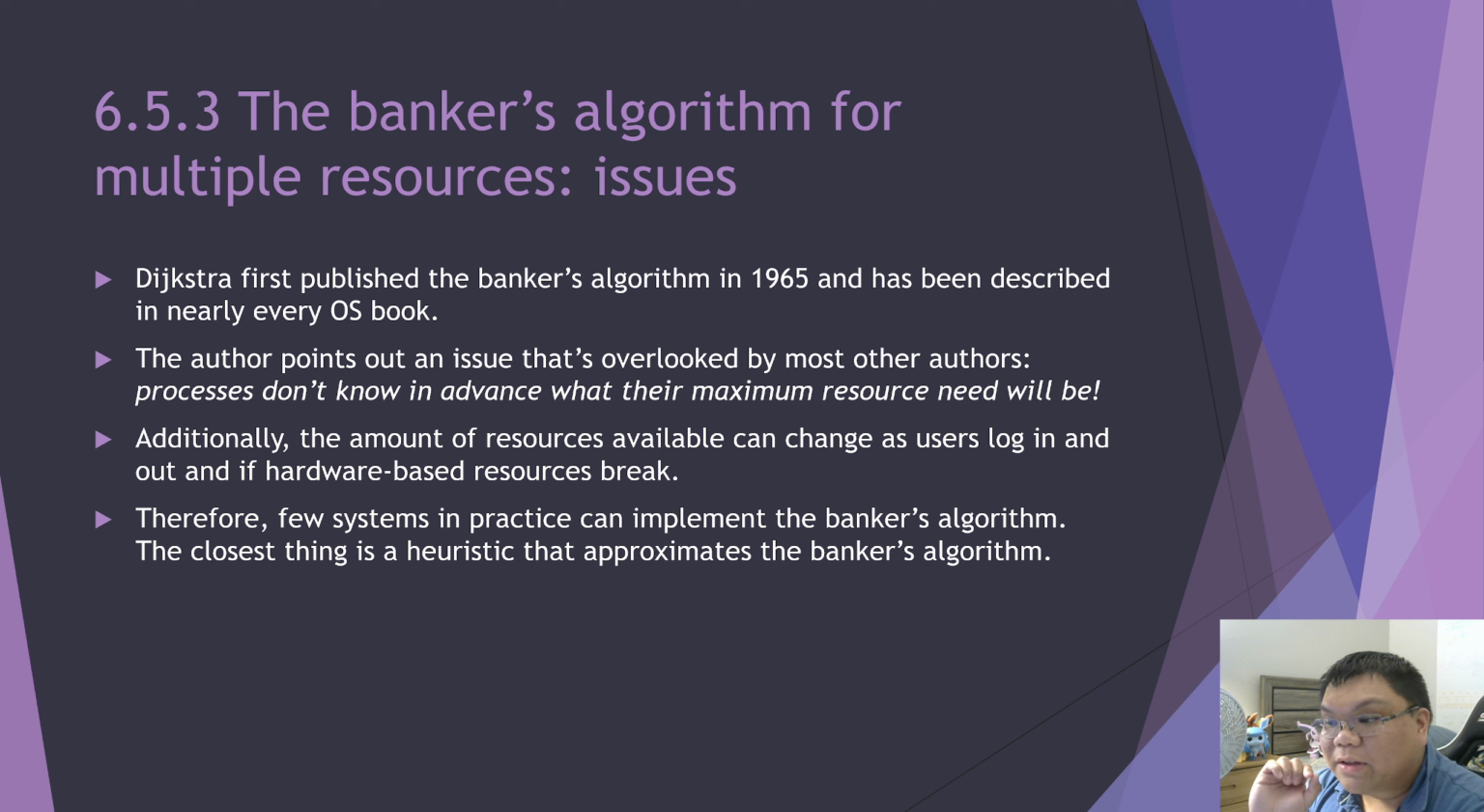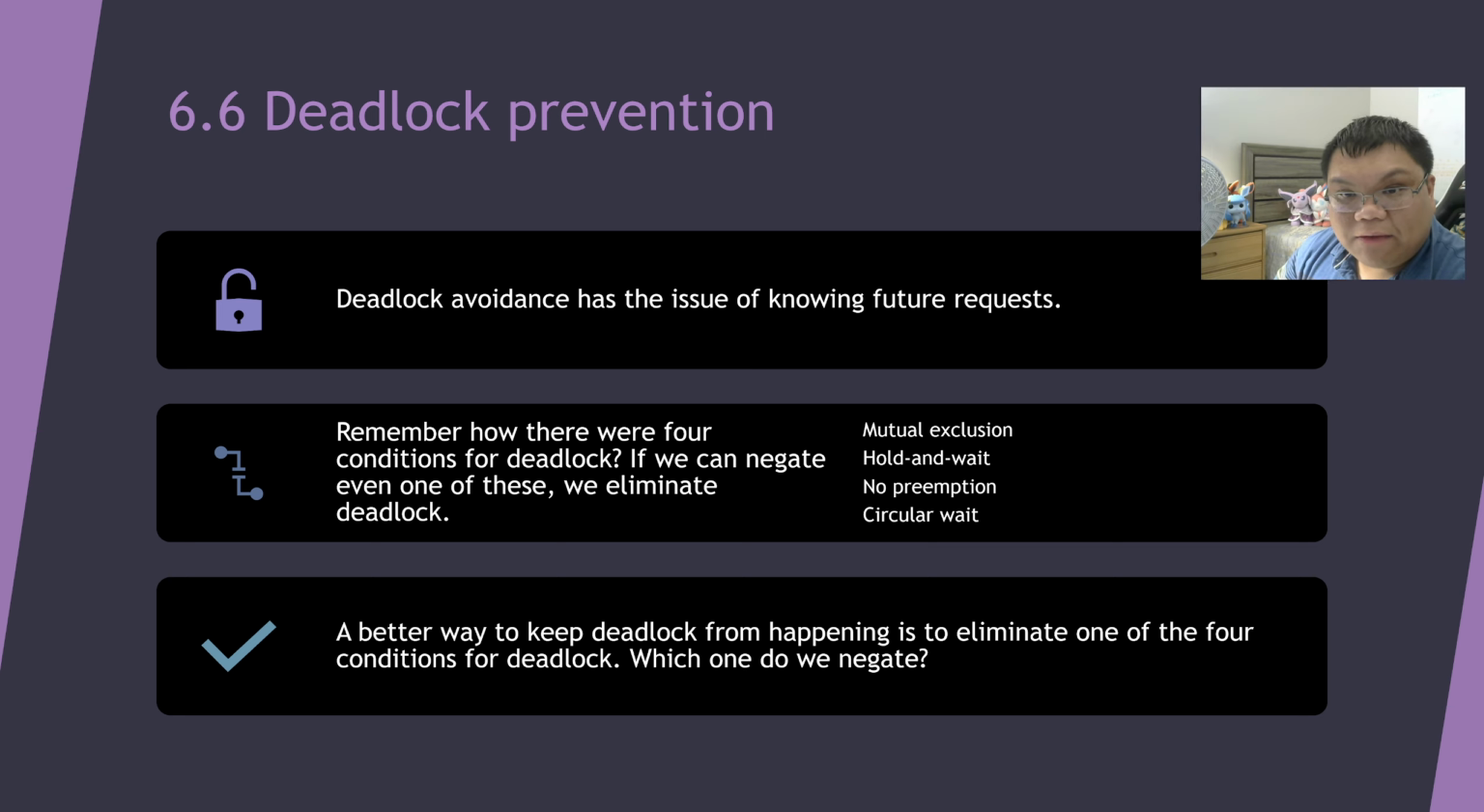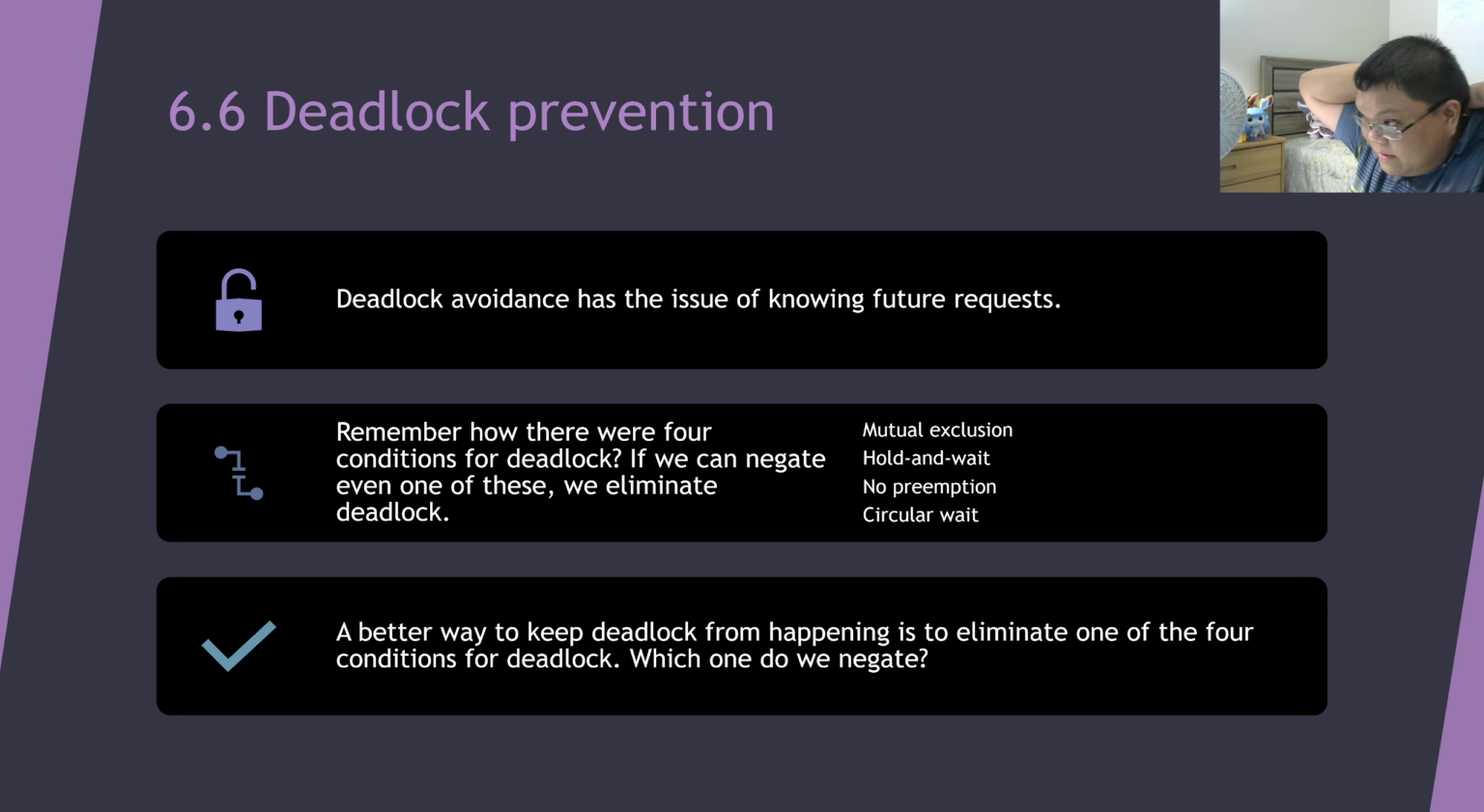So that is the key issue with the Banker's algorithm. Processes don't know in advance what their maximum resource needs will be. And the amount of resources available in a computer system can change when you account for users logging in and out and hardware breaking down. So, given the issues of deadlock avoidance, is there anything we can do about the 4 conditions for deadlock? Remember, there are 4 conditions needed for deadlock to occur: mutual exclusion, hold and wait, no preemption, and circular wait.